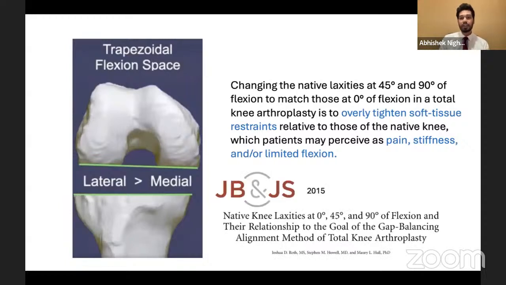This is because it is proven by Roth and Howell that the native knee laxities are different at 0 degrees and at 90 degrees of flexion. So if we have a perfect rectangular gap, that means we are overly tightening the soft tissue restraints relative to the native knee, which patients may perceive as pain, stiffness, or limited flexion.